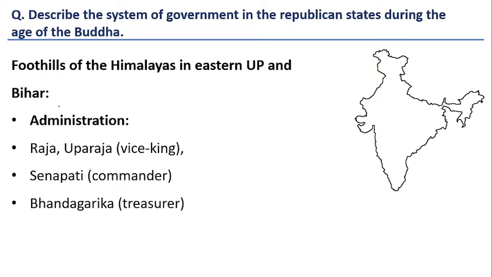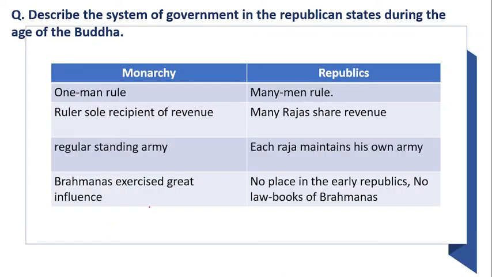If we take the administration, generally Raja, Uparaja, Senapati and Bhandagarika, the treasurer, were there in every republic. In the common system, these multiple Rajas would come together and choose one particular Raja as the main administrator, and he used to look after the overall multiple oligarchies.